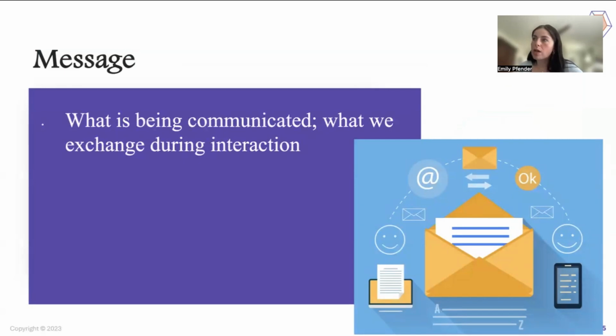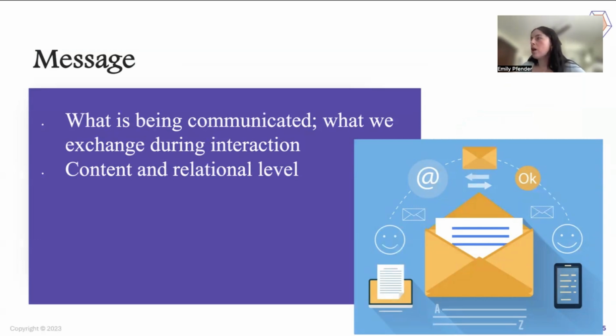This is just what is being communicated, what we exchange during an interaction. And what we know is that there are two levels to any message, the content and the relational level. The content is just the actual words. So someone says, I love you. We know that they are interested in us. That's the language used at the content level.